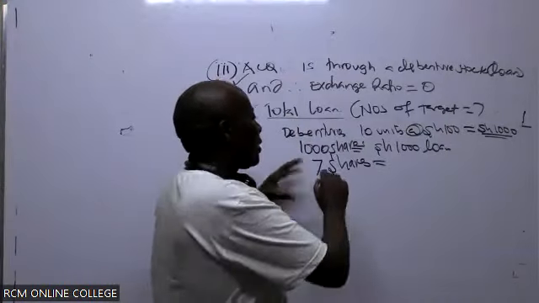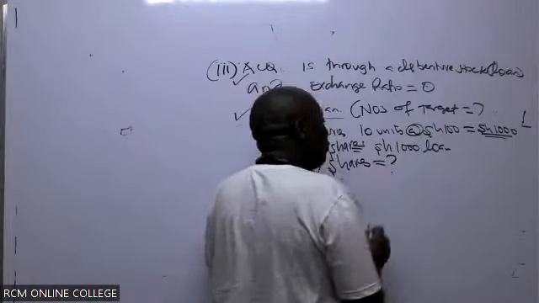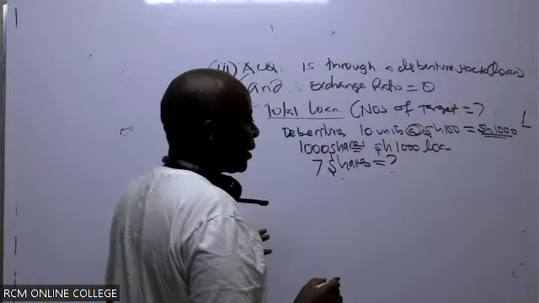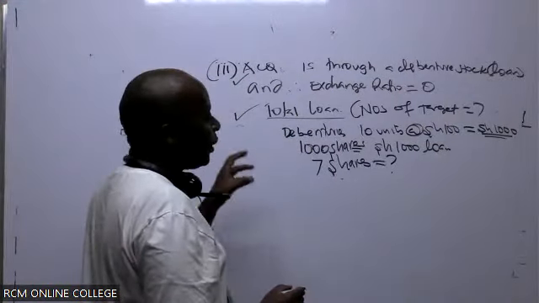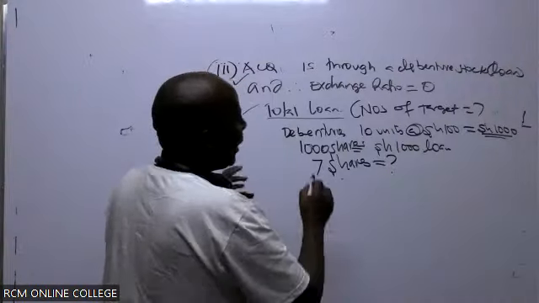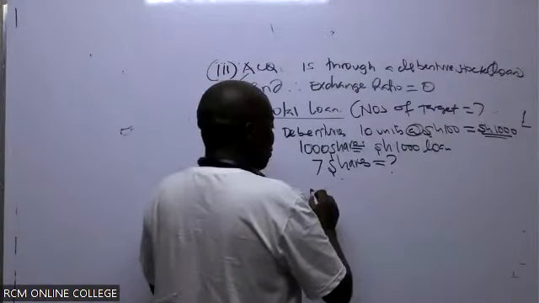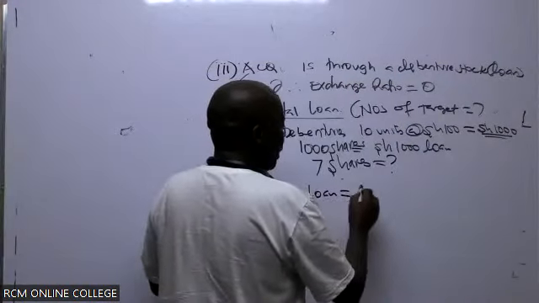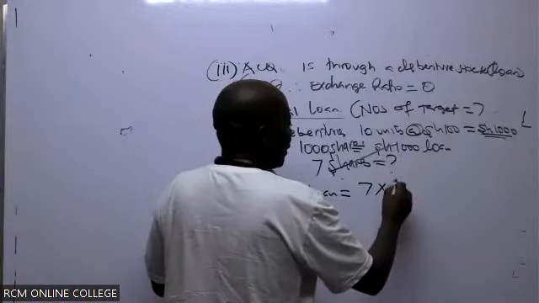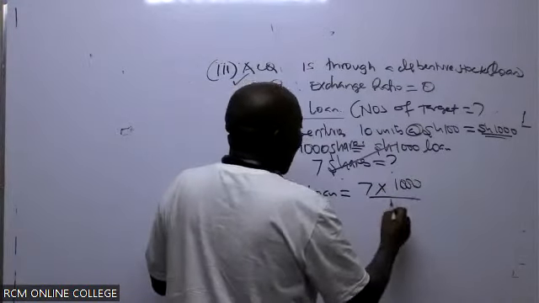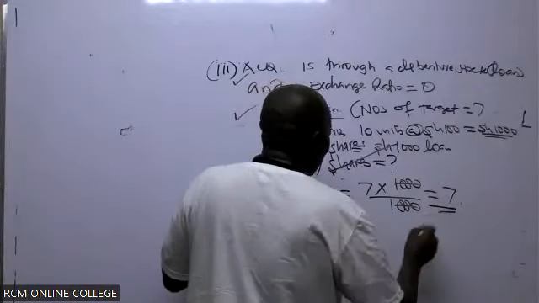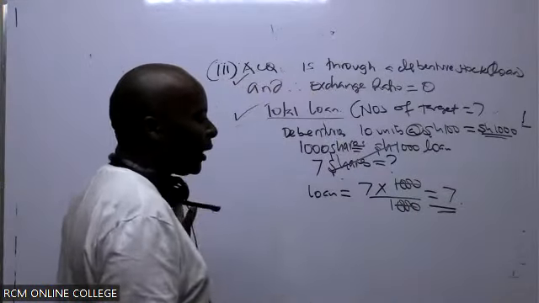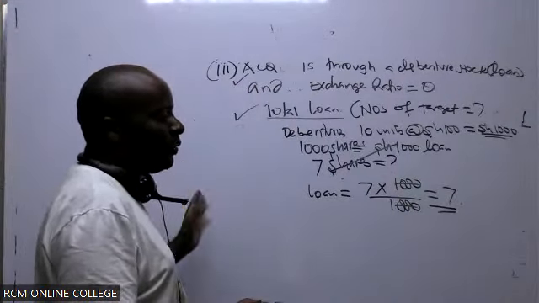So in this case, for 7 shares, what amount of loan are we going to give these guys? If every 1,000 shares we give them shillings 1,000, what about 7 shares? So go ahead and cross multiply. Our loan to be given will be 7 times 1,000 divided by 1,000, which will end up giving me a loan of just 7 bob. Leave it like that.